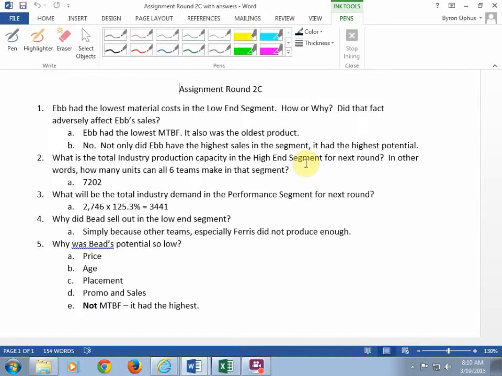Okay. What's the total industry production capacity in the high-end segment for the next round? A lot of people got the MTBF, and a few added the oldest product, so that was pretty good. In other words, how many units can all 6 teams make in that segment? Many of you forgot the second part of this, and that is that we can make double our first shift capacity.